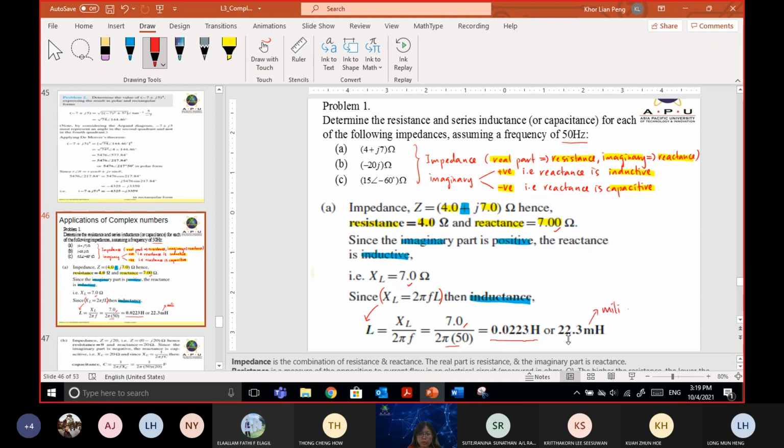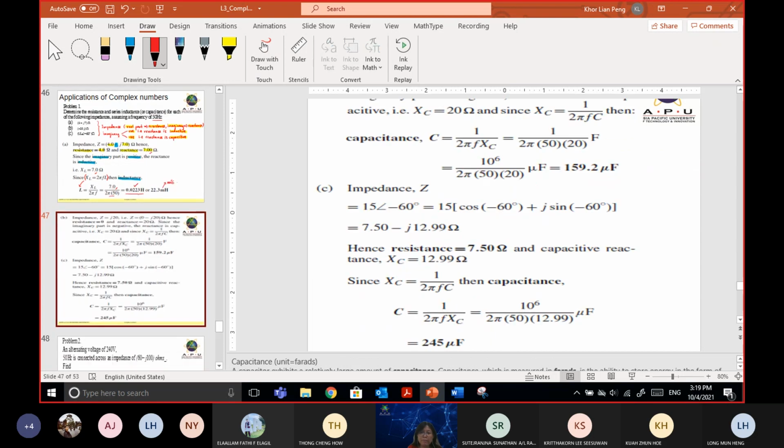So that is 22.3 milli henries. Of course, this is also correct. You can just remain your answer as 0.0223 henries. Okay, next, more examples.